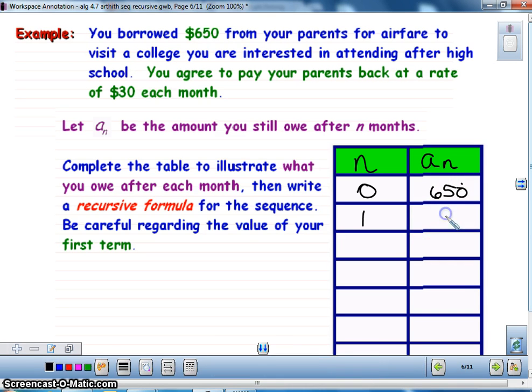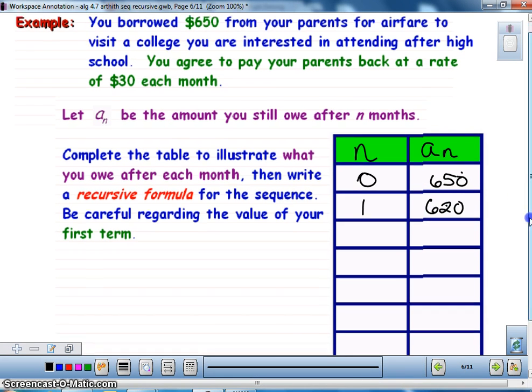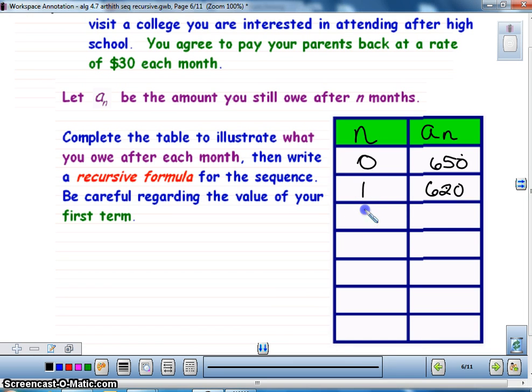And what I would like you to do right now is to fill in your table so that we have after 2, 3, 4, 5, and 6 months. So continuing where we are going to pay our parents each time, $30, and continue this going down.